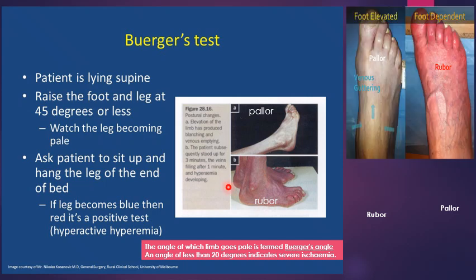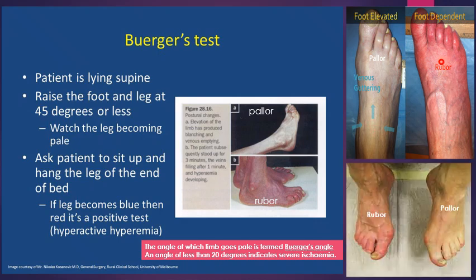Okay, so these are the signs here. Pallor on elevation of the leg, then you hang the leg, and it becomes red. Okay, same thing: when you elevate the leg, it becomes pale, and when you hang it down, it becomes hyperemic.